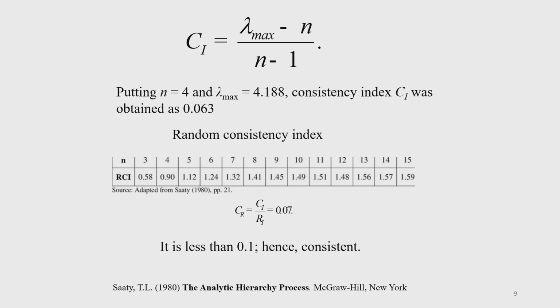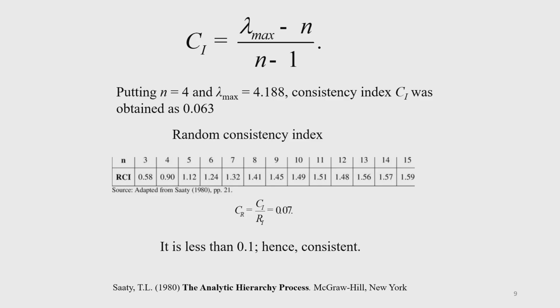Then there is a random consistency index. Actually this method was propagated by Saaty in 1980. He has written one book on that, and from that book there is one table where he gave some random consistency values. So for n equal to 4, the random consistency index is 0.9. So CR is equal to CI by RI, which becomes 0.07, and it is less than 0.1. Hence the matrix is consistent. That means you can rely on that matrix.